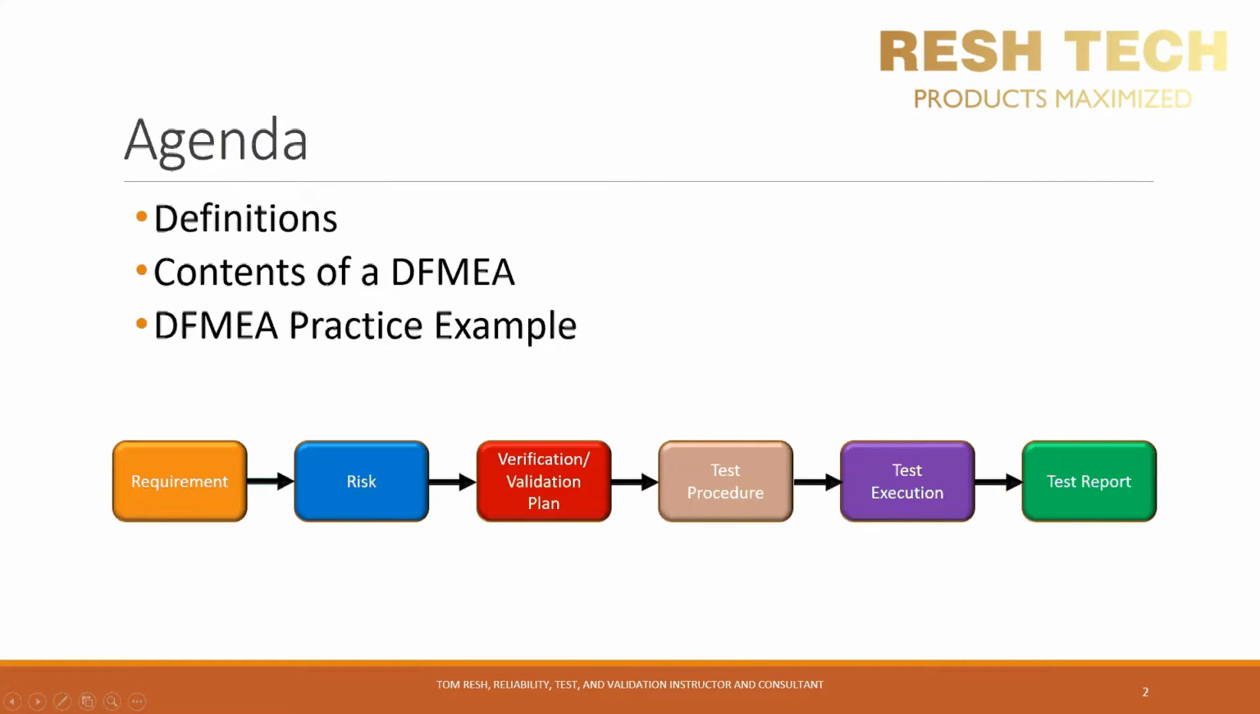In this video, we will cover definitions of DFMEAs, the contents of a DFMEA, and we will go over a DFMEA example. Below is a high-level summary that demonstrates the process from requirements to end results and test reporting. In this video, we will cover the risk assessment portion of the process for failure mode identification, effect, and causes.